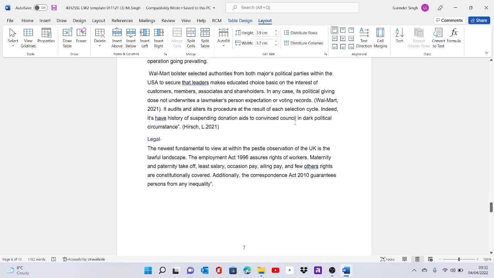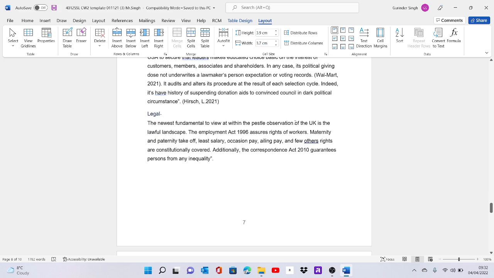Legal. The newest fundamental to look at within the pastoral observation of the UK is the law landscape. The Employment Rights Act 1996 ensured rights of workers, maternity and paternity, redundancy pay, holiday pay, and a few other rights, and continuously covered. Additionally, the Equality Act 2010 protects from any inequality.